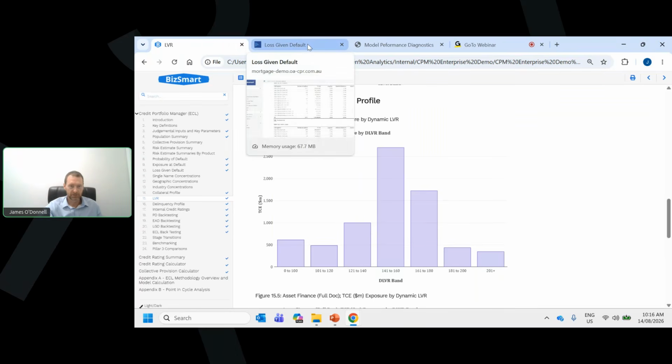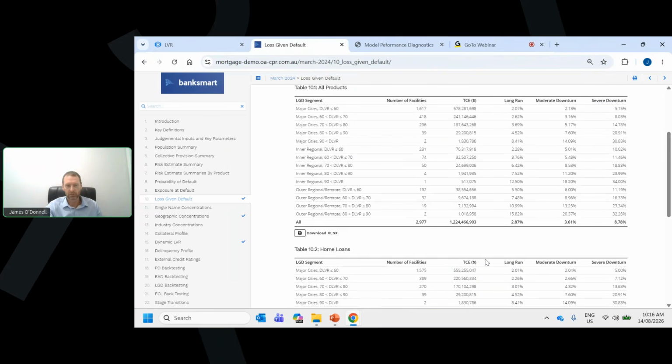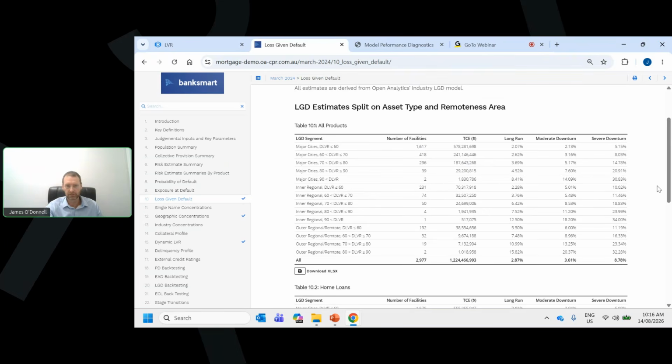A quick diversion onto the different asset classes that we support. If you look at a mortgage book or any property secured, it looks a bit different.